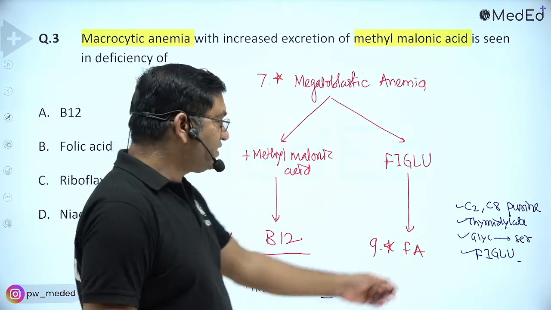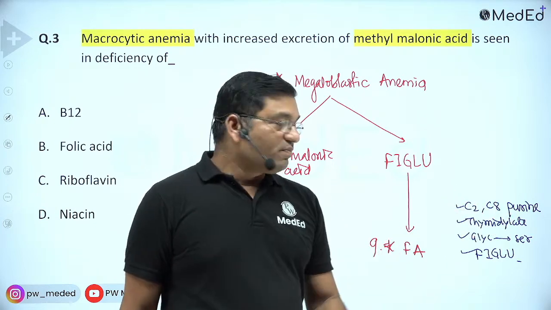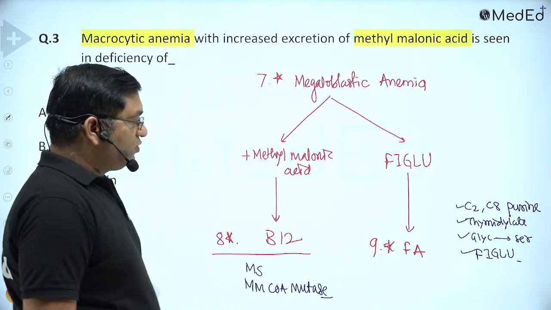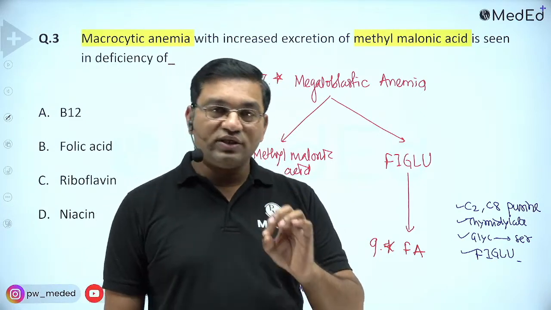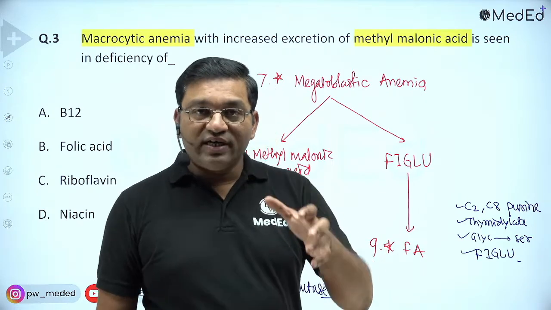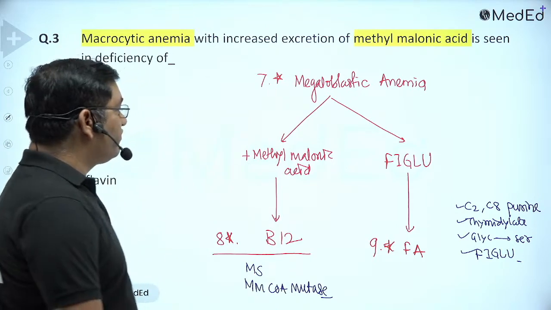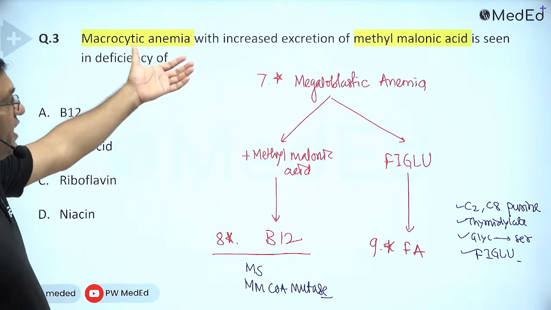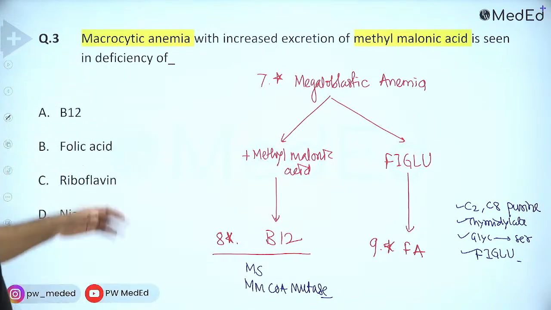Folic acid is involved in DNA and RNA synthesis, so its deficiency causes megaloblastic anemia. Whenever there is FIGLU excretion in the urine in the histidine load test, it is due to folate deficiency. Folate deficiency in pregnancy causes neural tube defect in the child or fetus. So megaloblastic anemia with increased excretion of methylmalonic acid is seen in deficiency of B12.